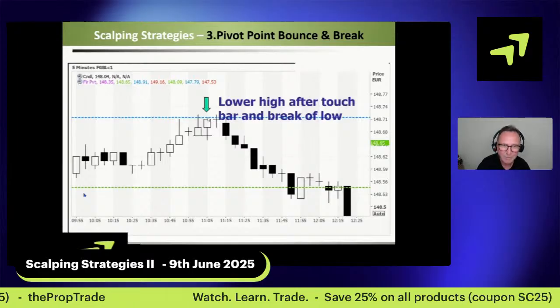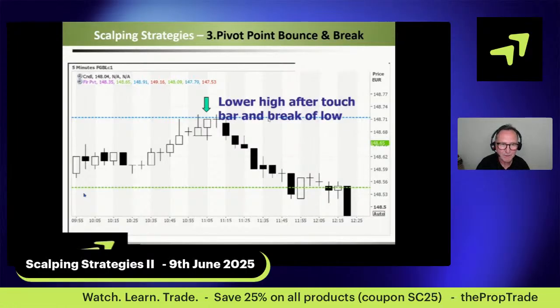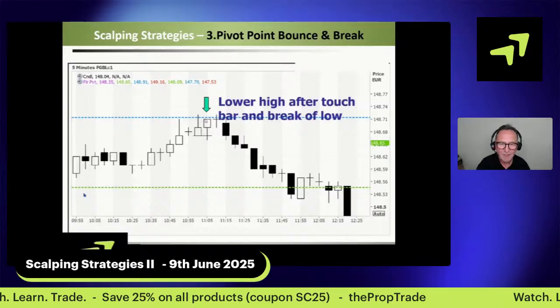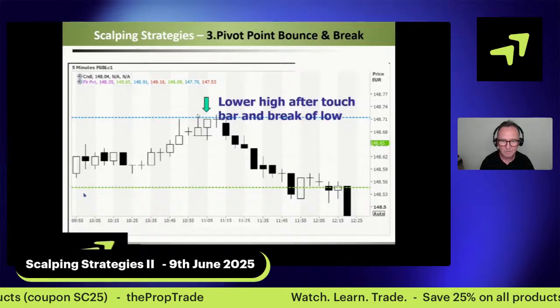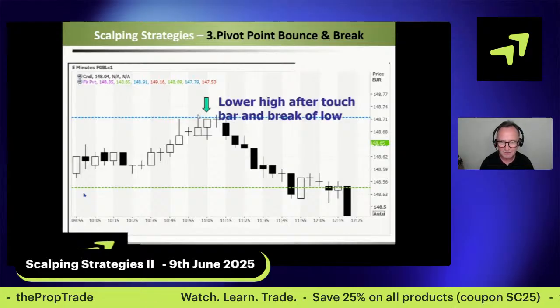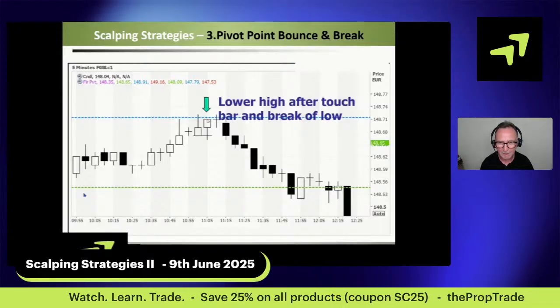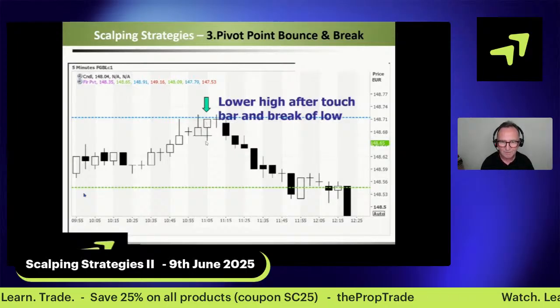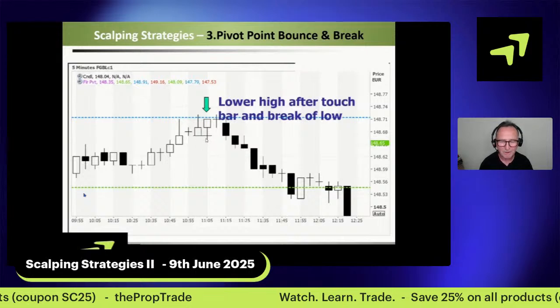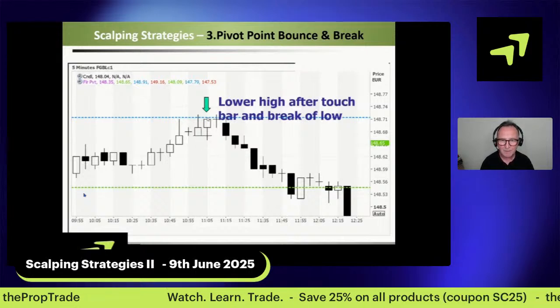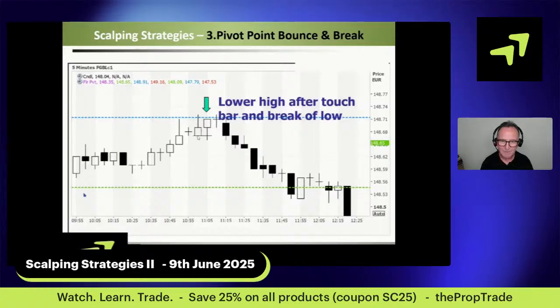The subsequent bar, the lower high after a touch of the bar and a break of the low. So we've got a lower high, so it's not as high as we were before. The high of the original touch was there. The high of the subsequent bar was here. So it was a lower high. And we've also produced a low. So we look to get in when the price action next breaks below here.